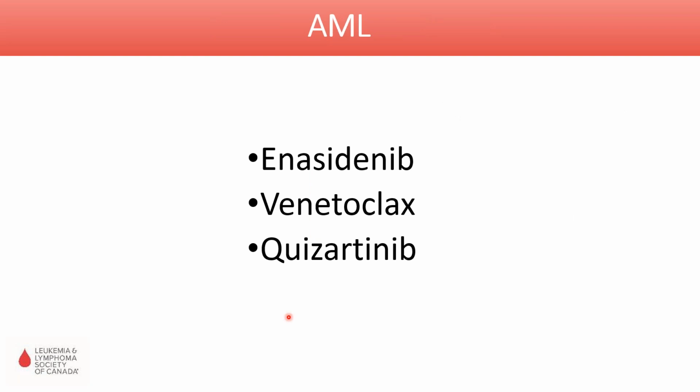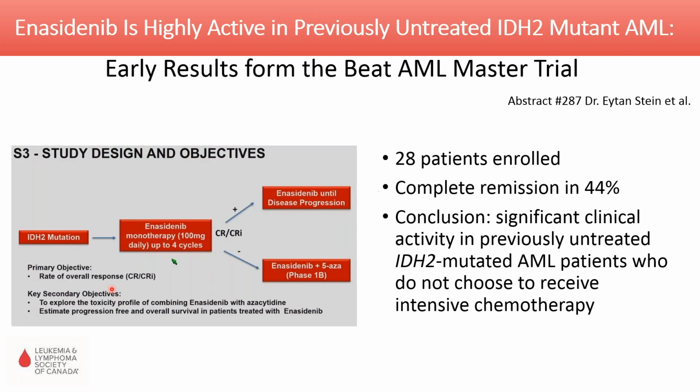So moving on to acute myeloid leukemia, I'm going to talk about three new drugs that are being used to treat this disease: Afatinib, Venetoclax, and Quizartinib. The first drug, Afatinib, is one of the drugs being used in that BEAT AML master trial that I was just talking about.